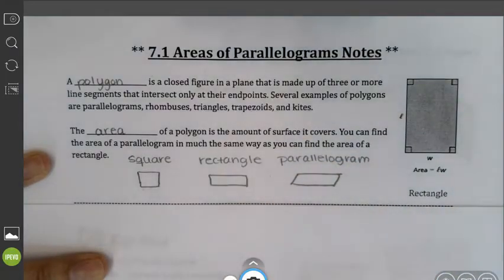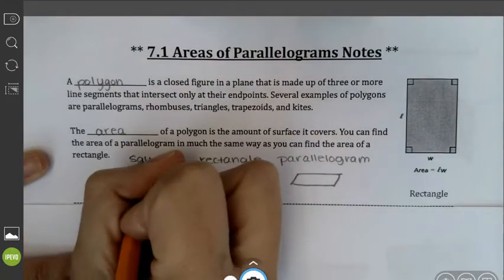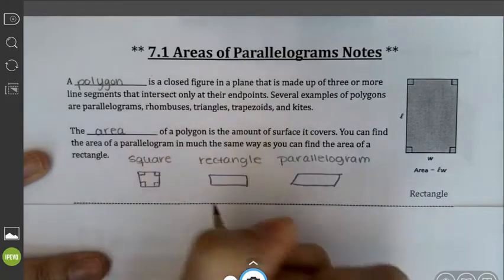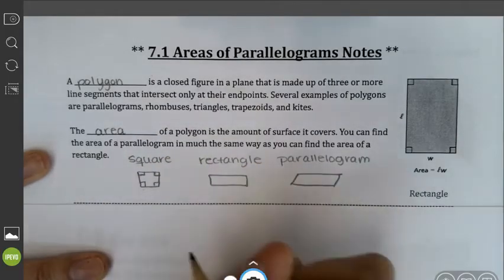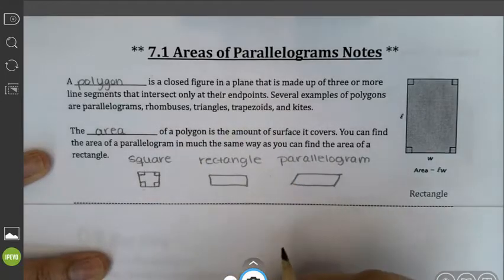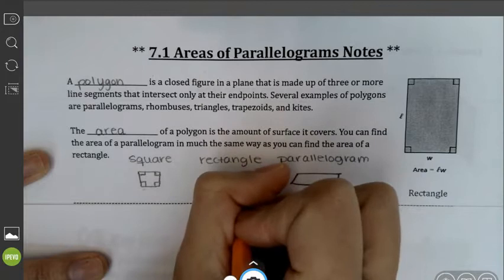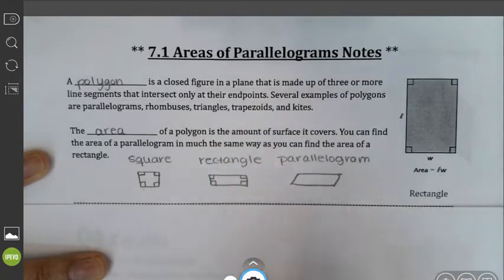So these all have different properties. They're very similar though. A square has all right angles. So those little boxes in the corner tell you those are right angles. A rectangle also has all right angles. A parallelogram does not necessarily need right angles.